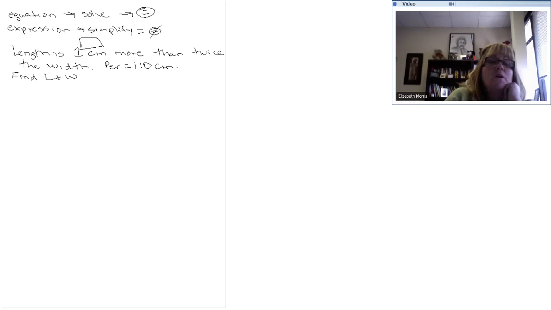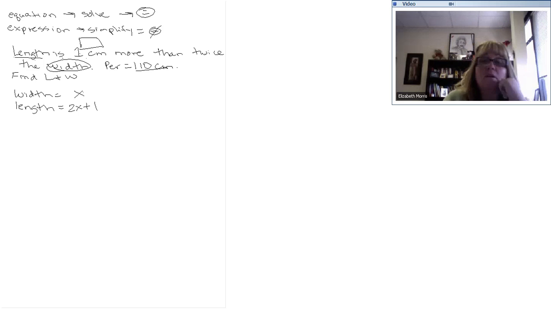Okay. What you want to do is, if the length is blah, blah, blah, more than blah, blah, blah, the width. What comes last gets the variable. What comes last in the sentence is the easiest way to do it, gets the variable. Now, what do we know about the length? Well, it's 1 more than twice the width. Well, if the width is x, it's 1 more than twice the width. Length, width. Now, perimeter is 110, and you should know from the last section, perimeter, excuse me for just a minute.